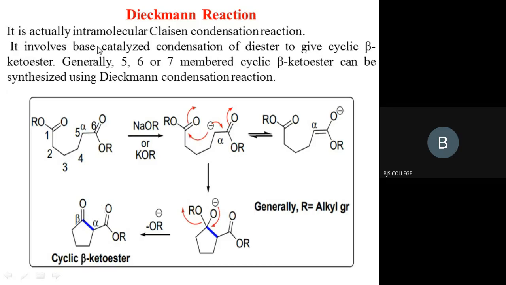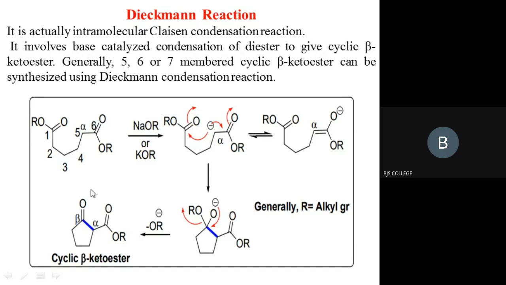So this is an intramolecular Claisen condensation. It involves base catalyzed condensation of a diester to give a beta keto ester. Generally, 5, 6, or sometimes 7 membered cyclic beta keto esters are obtained as a product, and you call this reaction the Dieckmann condensation reaction.